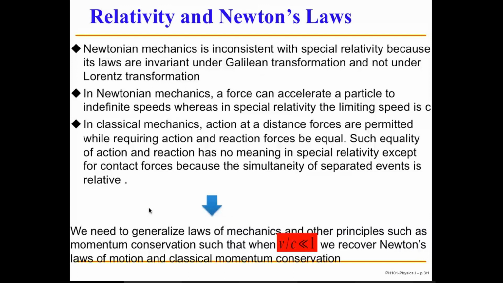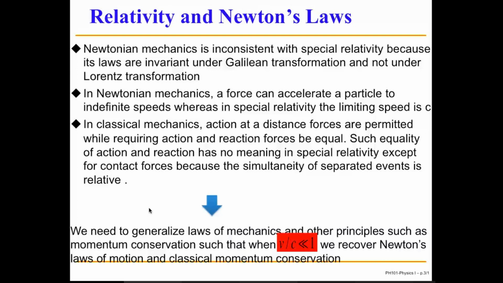So all this points to the fact that we need to generalize the laws of mechanics and other principles such as momentum conservation, such that in the limit when v by c is much less than 1, we recover Newton's laws of motion and classical momentum conservation, for example. Now, why v by c much less than 1?